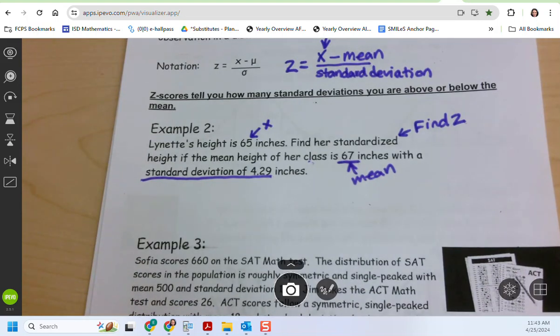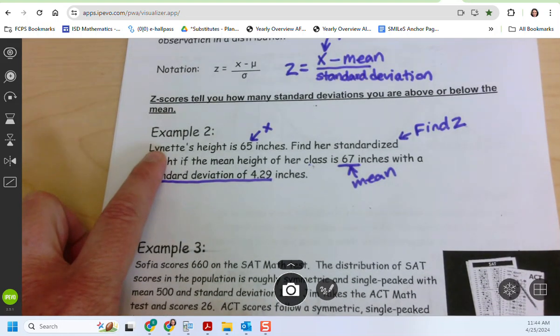Yes? How do you know that x specifically goes with 65 inches? It's a good question. So above I wrote x is your value, so if I was comparing my height, it would be mine. But since it's Lynette's height, that's her value. Her value is 65.